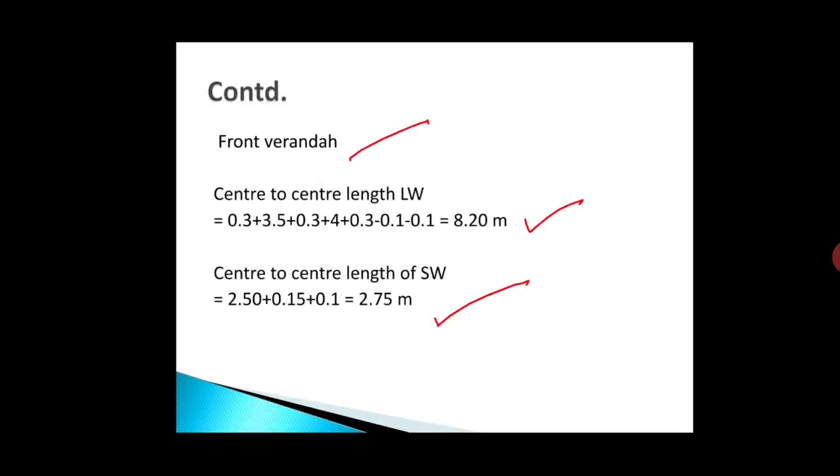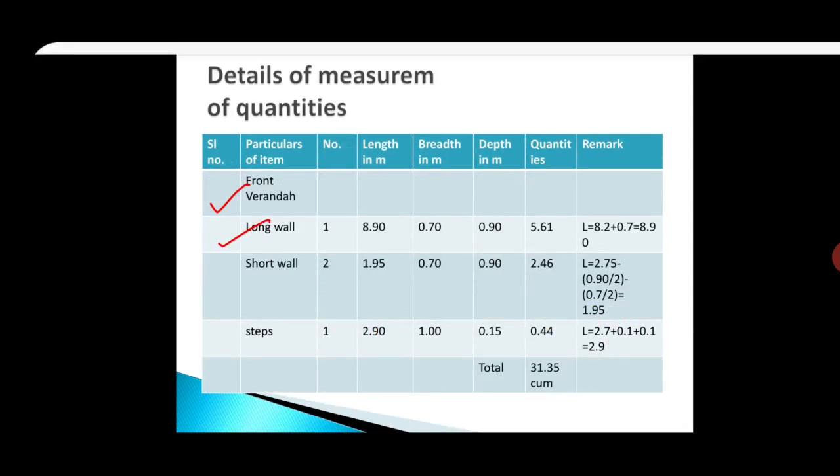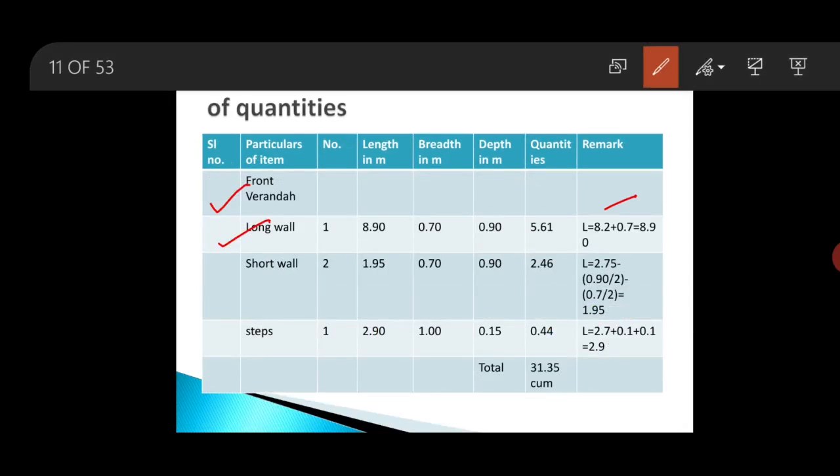Okay. So in the detailed measurement form, write down length as in the remark column, 8.2 plus 0.7, that is 8.9, number is 1, breadth is 0.7 and depth is 0.9. The depth of the veranda wall is the same as the 30 centimeter wall. Then by multiplying all these four, we will get the total quantity along the long wall as 5.61 cubic meter.